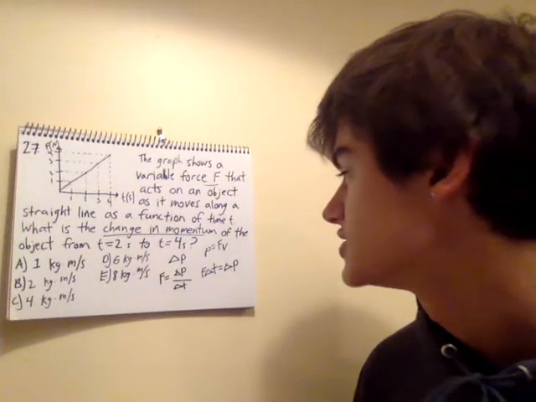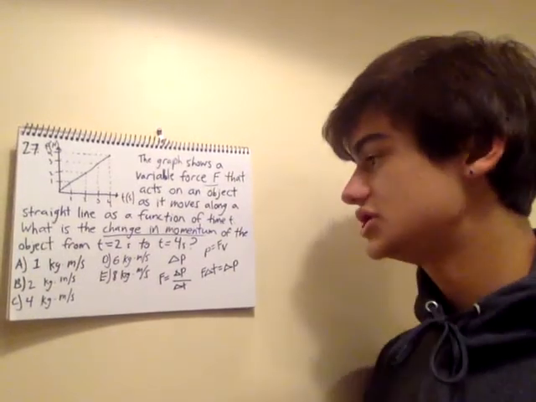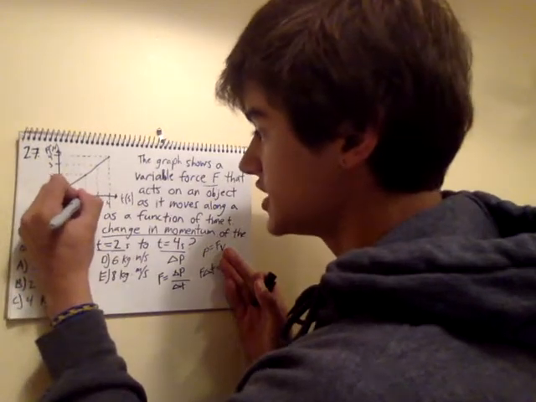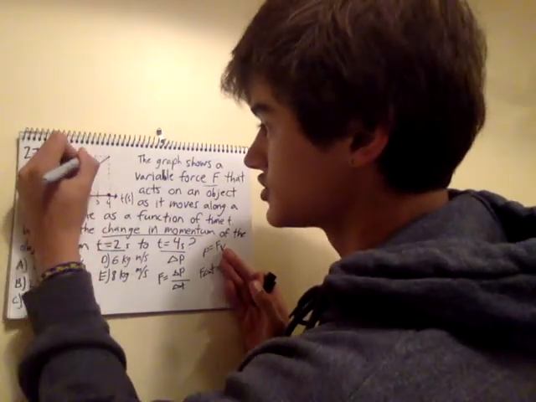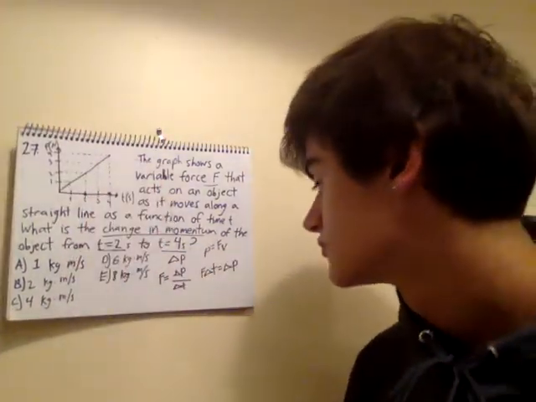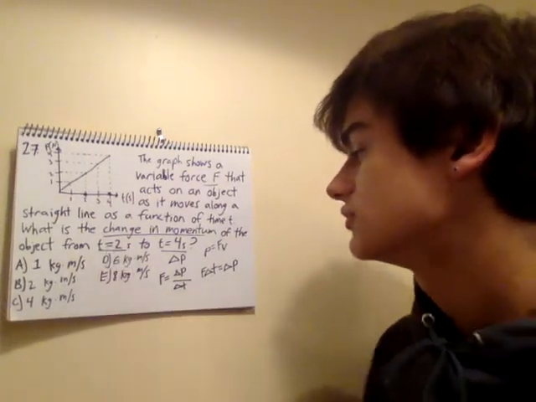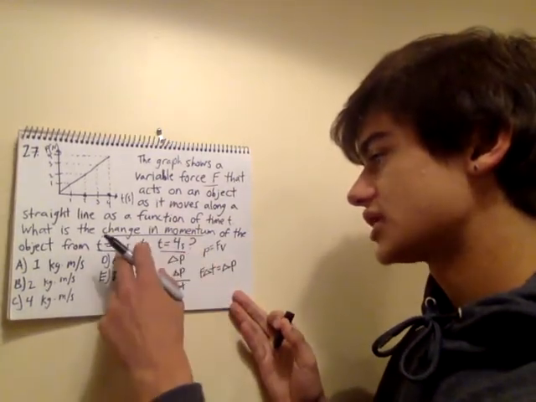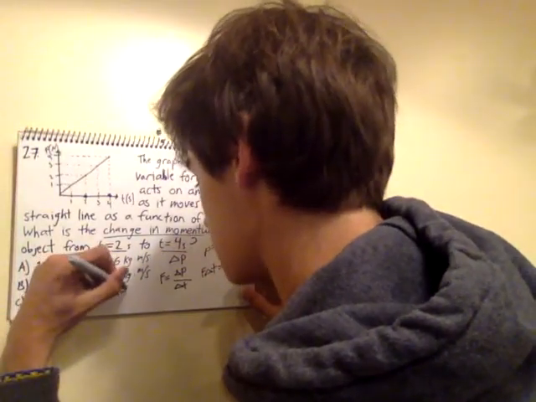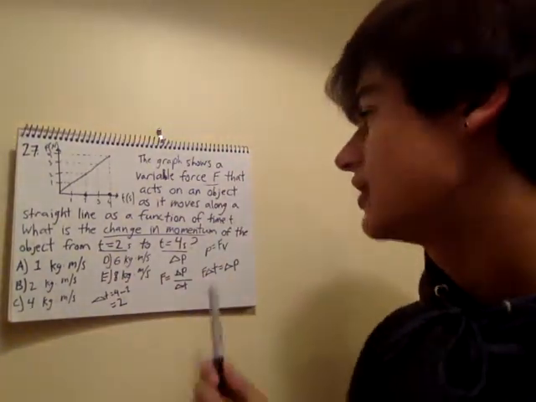So let's look at the time it's asking us for here. It's saying what is the change in momentum of the object from t equals 2 seconds to t equals 4. So that's going to be from this time to this time, so we're only concerned about this part of the graph going from here to here. Alright, let's see if we can plug in variables. So our delta t is going to be what? Our end time is 4 seconds, our start time is 2 seconds, so delta t is 4 minus 2, which is 2 seconds. Pretty straightforward.